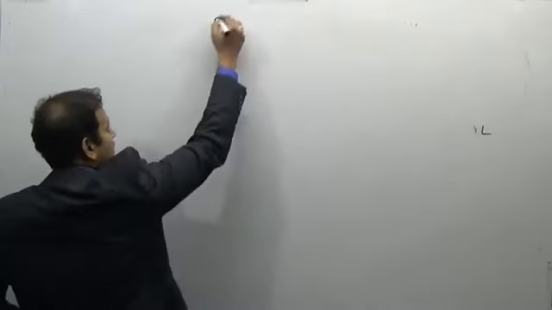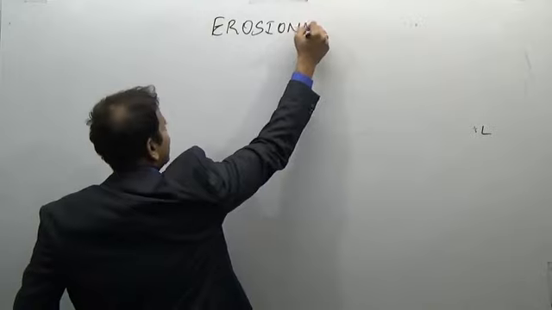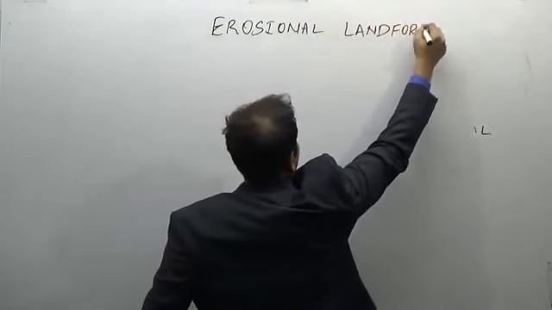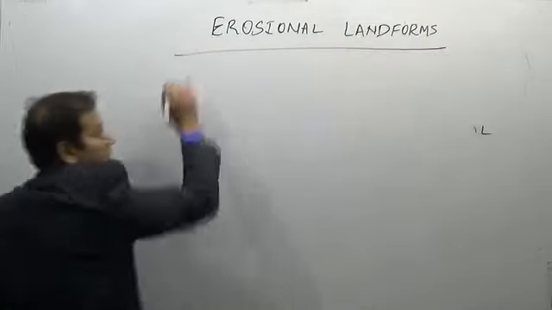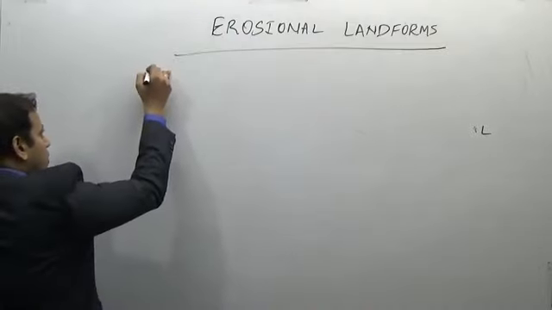So what are the different kinds of erosional landforms? The first kind of erosional landform, one of the best kinds of erosional landform, is the mushroom rock.